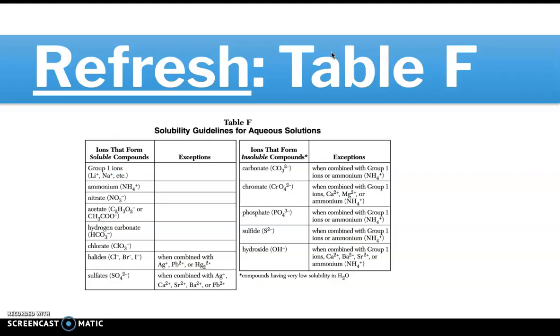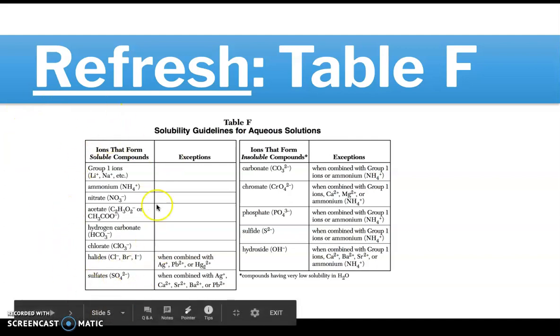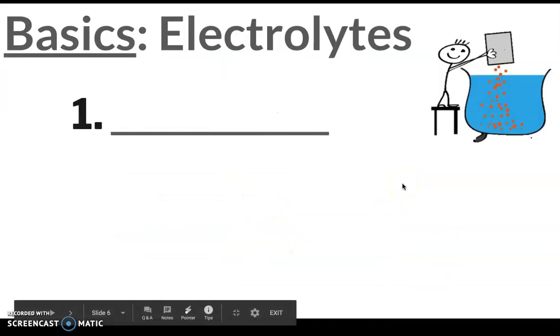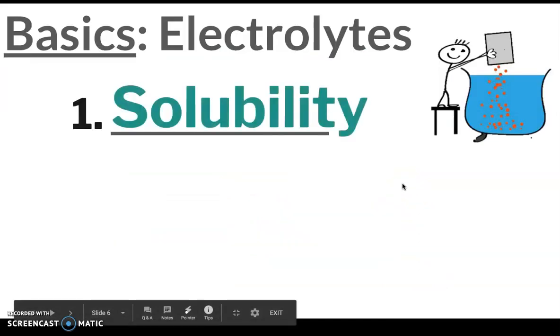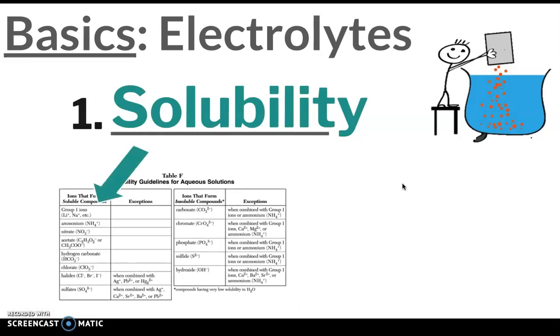So just to refresh using Table F, remember one of the key components of a substance being an electrolyte is if it's soluble in water. Table F gives us a variety of ions, and they allow us to determine whether they're soluble in water when combined with another ion. Remember, this first row tells us ions that form soluble compounds, and these are the exceptions. This tells of ions that form insoluble compounds, and these are its exceptions. So solubility is one of the main components of determining whether a substance is an electrolyte or not, and we can use Table F to determine that.